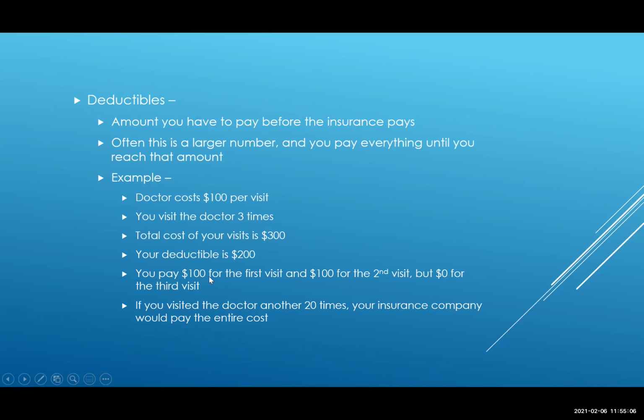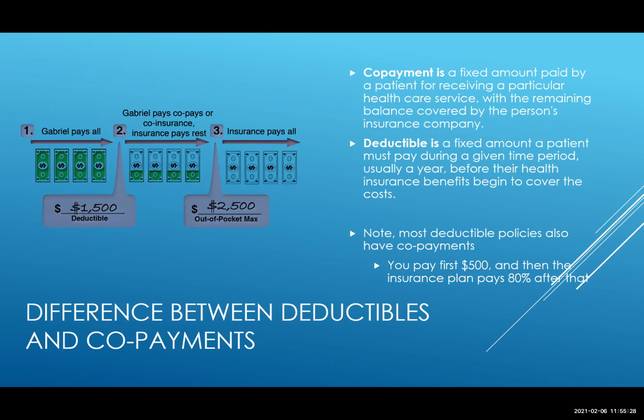So you pay the $100 for the first visit and $100 for the second visit, but then you pay $0 for the third visit. You can still have a copay on top of that. It just depends on your insurance. If you visited the doctor another 20 times, your insurance would pay the entire cost.